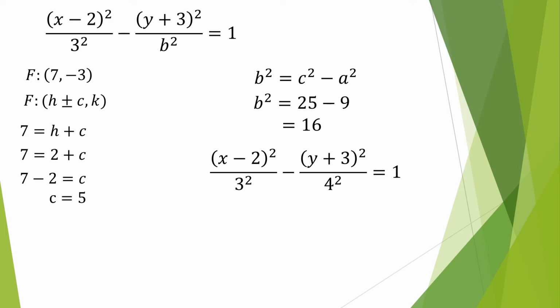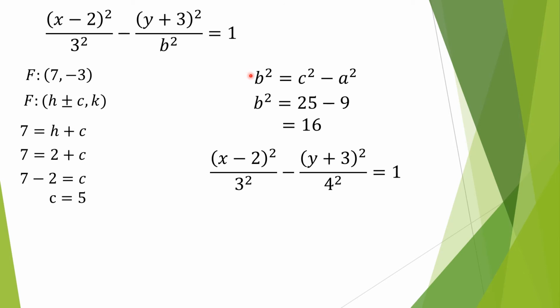Okay, so we can now substitute it to our formula, ang a, which is 3. And then solve for c since given natin ang focus kagina sa problem. So we have (7, -3), and the formula for focus is h plus or minus c and then k. Next is solve for c, that is 7 equals h plus c, and then substituting the value of h, which is 2, we have 7 equals 2 plus c, and then simplifying we have c equals 5.